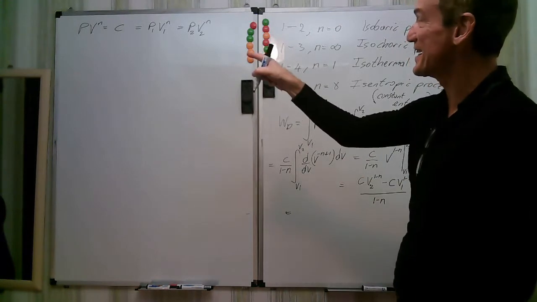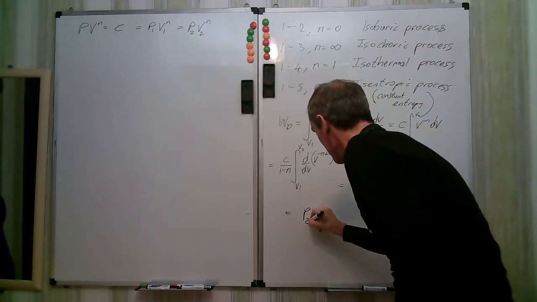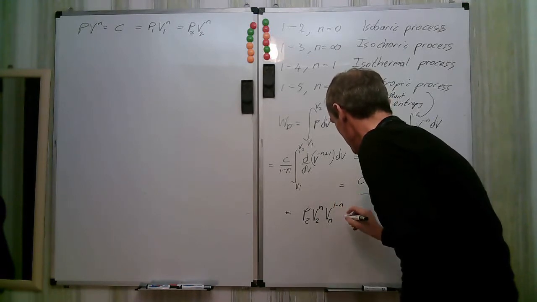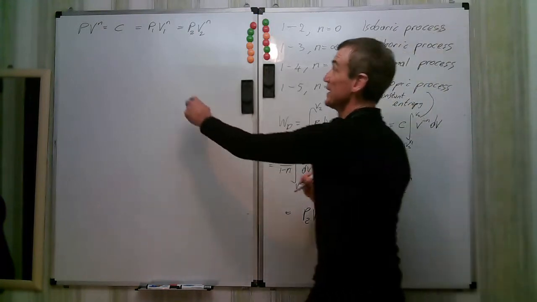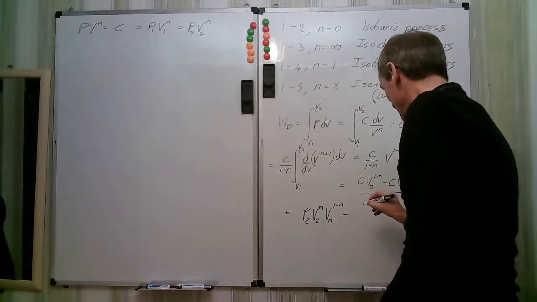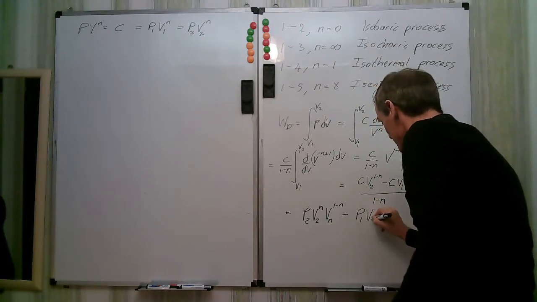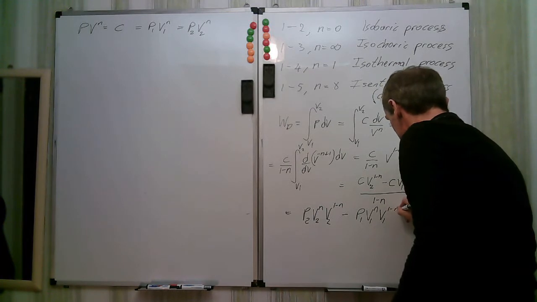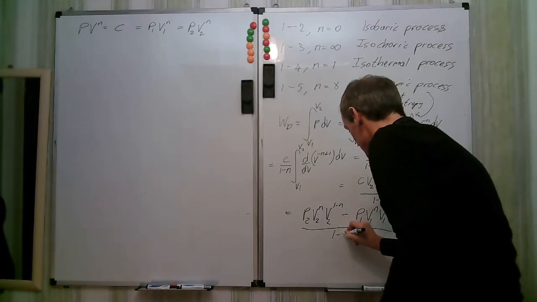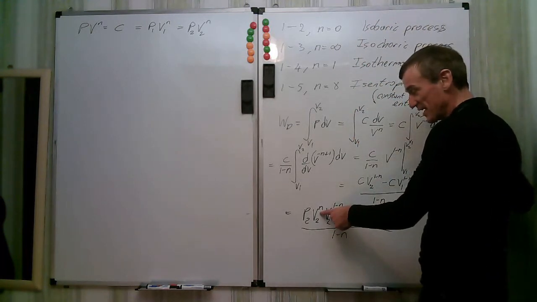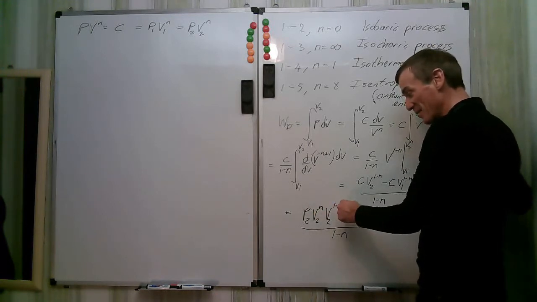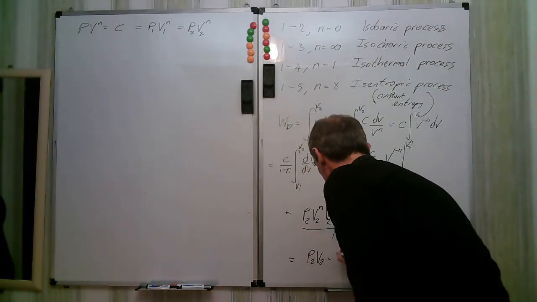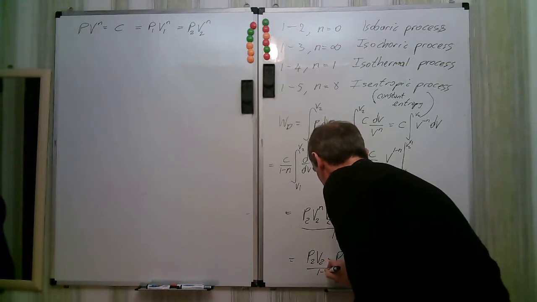So C is equal to P2 V2 to the power of n, and then we've got V2 to the 1 minus n, minus, and for the C again I'm going to substitute in P1 V1 to the power of n, times V1 to the 1 minus n, all divided through by 1 minus n. Of course, when we multiply these together, the n and the minus n just go, and we end up with a really quite simple formula: P2 V2 minus P1 V1 over 1 minus n.